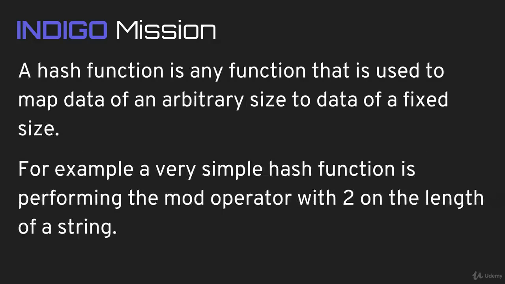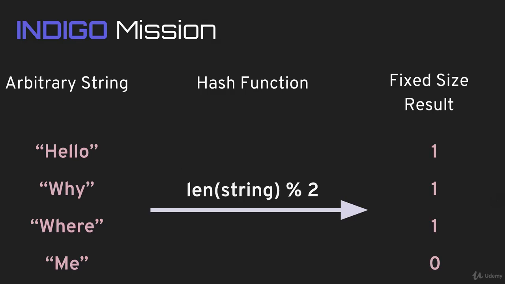A hash function is any function that is used to map data of an arbitrary size to data of a fixed size. Let's look at a very simple example where the hash function is performing the mod operator with 2 on the length of a string. So on the left-hand side, we have just any arbitrary string. So the string can be as large as you want or as small as you want. Here we have just a few small examples.